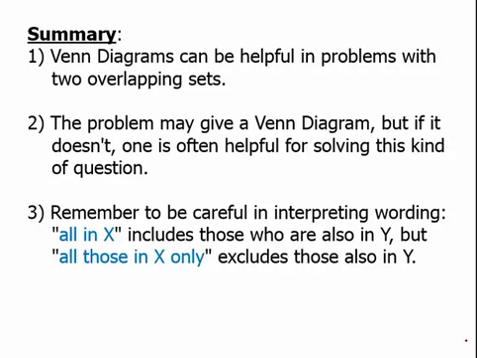If it says all in X, like everyone in the band or everyone studying French or something like that, that always includes those who are also in the other group and includes all the overlap. But if it says all those in X only, all those studying French only, all those on the baseball team only, then that excludes the overlap group. We have to be very careful interpreting the wording.